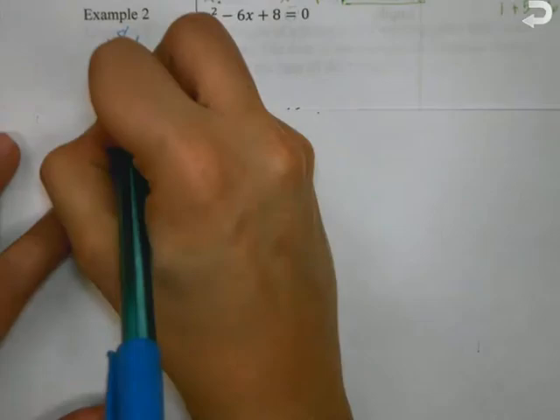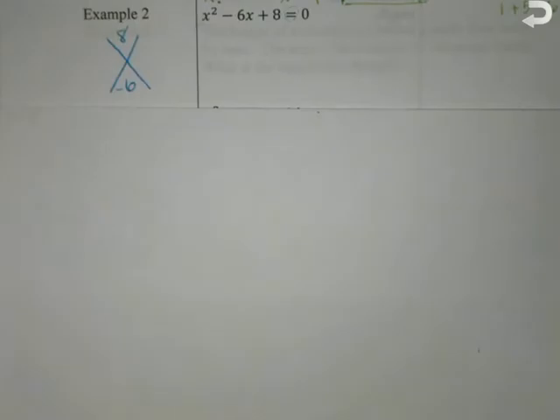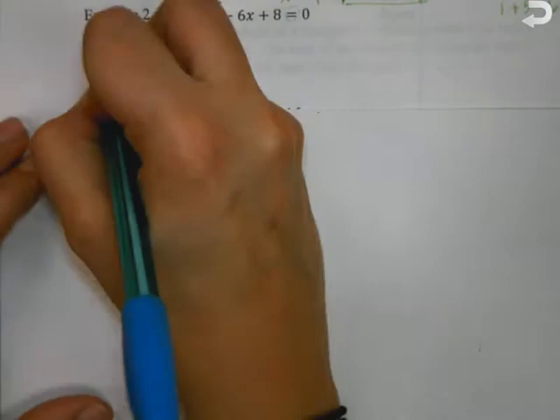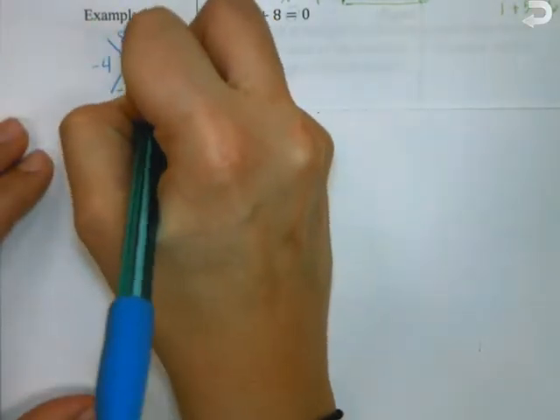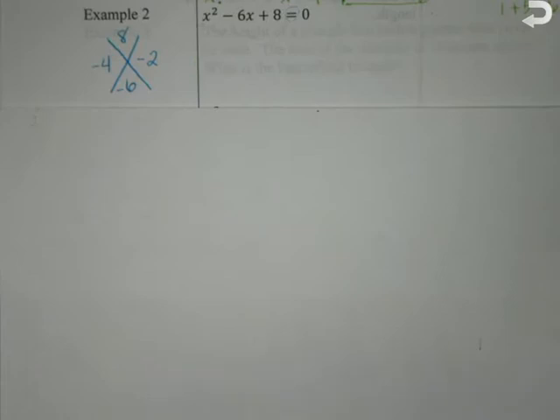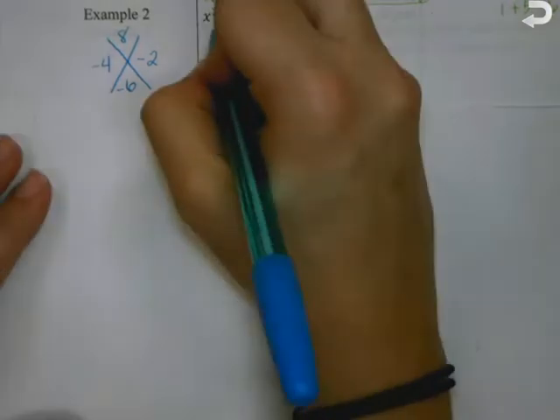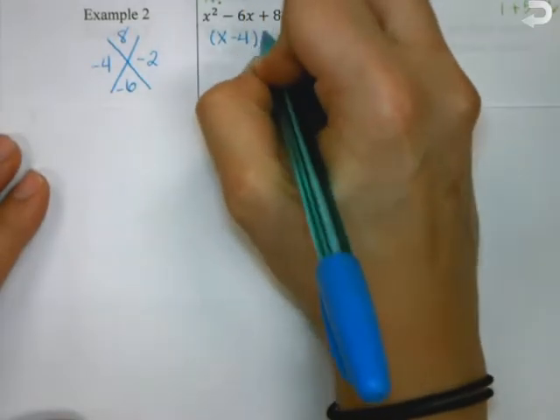Jonathan, what'd you get? -4 and -2. Do you guys agree? Yes. Okay, so let's factor it out. That's x minus 4 times x minus 2 equals 0.